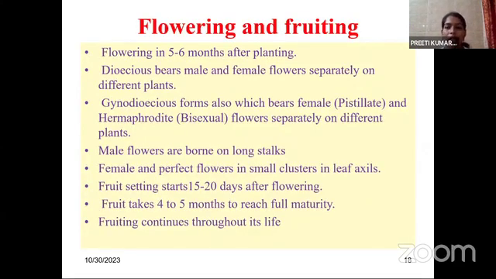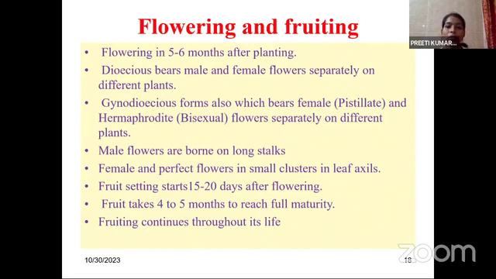Flowering and fruiting. Flowering occurs 5 to 6 months after planting. When we have done the planting, after 5 to 6 months, we can see the flower. Okay. Dioecious bears male and female flowers separately on different plants. Like we have studied, papaya is dioecious, so it bears male and female flowers on two different plants. One papaya plant will carry only female flowers and another only male.